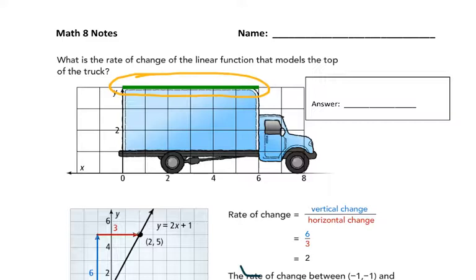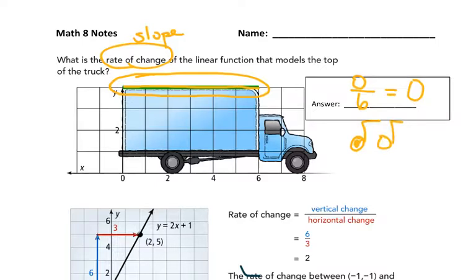Rate of change is the change in y's over the change in x's, but you notice that we have a horizontal line. So the y's don't change, so the change in y's is 0. The change in x's is 6. Well, 0 divided by 6 is 0, and that should make complete sense because rate of change is slope, and we have a horizontal line, so of course you know what's coming. Horizontal has slope of 0.